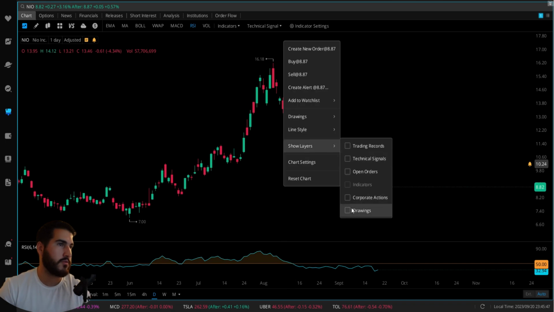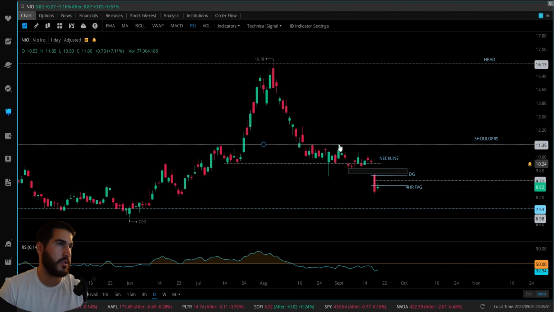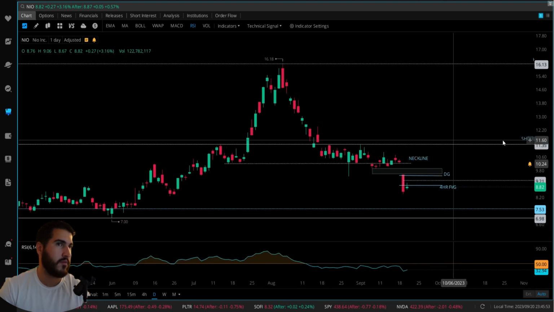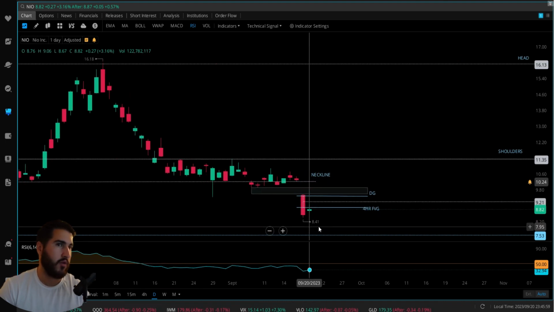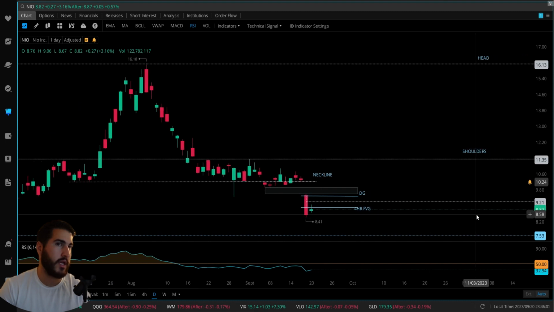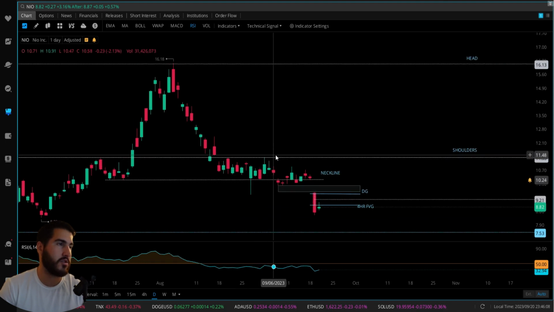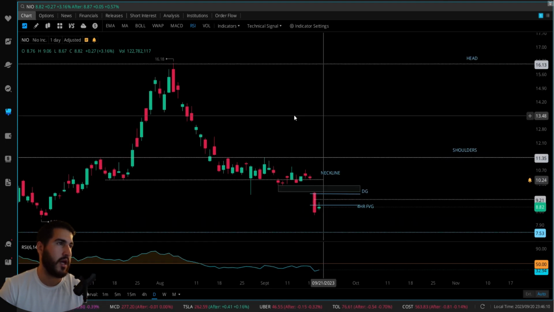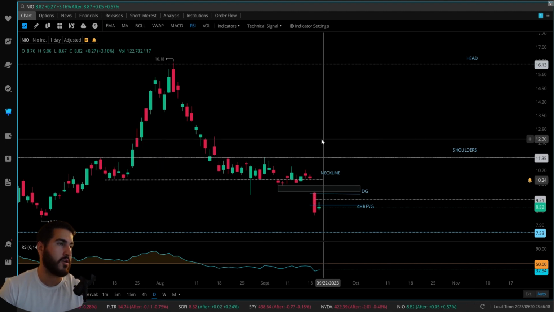If we show our layers and we go back to our drawings, it's clear as day. Here's your head. You had two peaks to the penny. There's your shoulders. You had your neckline. We broke below the neckline, and now we're trading at $8.82 when the stock just a couple weeks ago was over $11 a share. So a big drop to the downside. Lots of profits could have been made with that trade, but that has already happened.